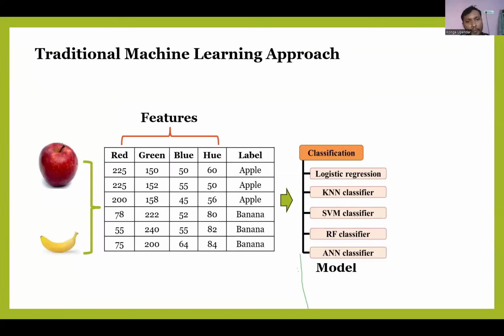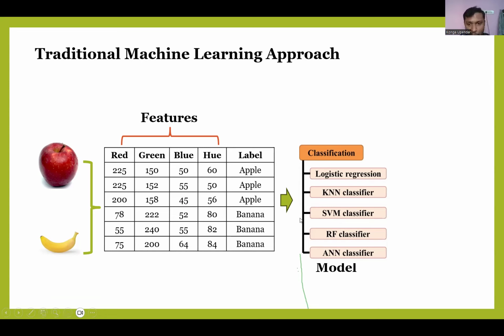Now we come to traditional machine learning. In the traditional machine learning approach, similar to the previous one, we extract the features manually. We use features like the red channel, green channel, blue channel, hue, HSV, or Lab. Some of the features we'll extract from a fruit, here I'm taking an apple and a banana, and we'll create a data set like this. I will show you how to do this in Python code.